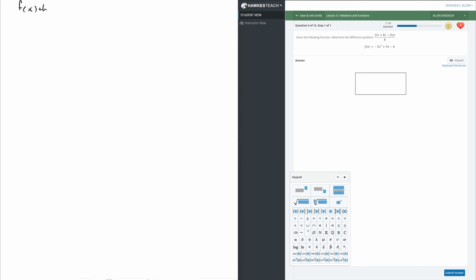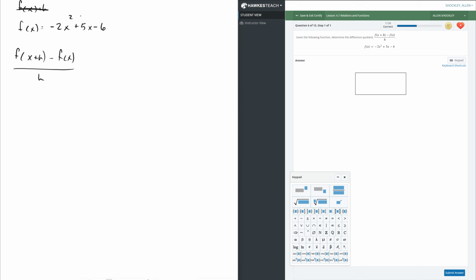f(x) = -2x squared + 5x - 6. It wants us to find f(x + h) - f(x) over h. For those of you that are going to move on, this is something that you find a lot in pre-calc and calculus. So let's do it.